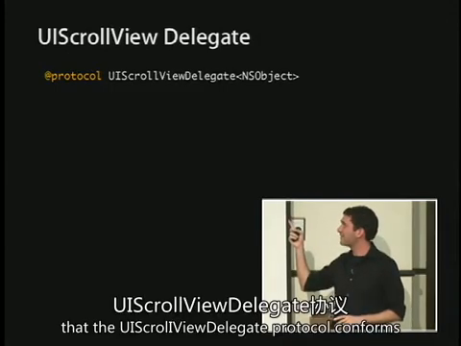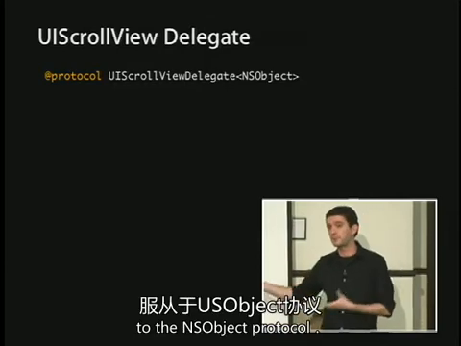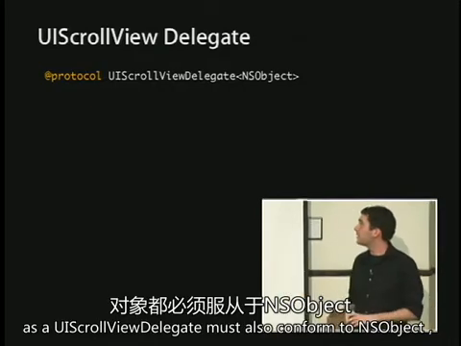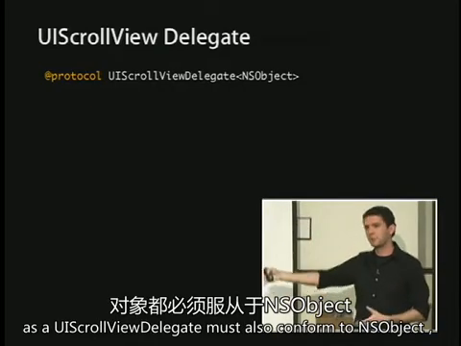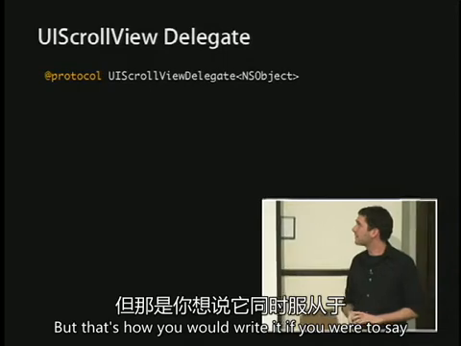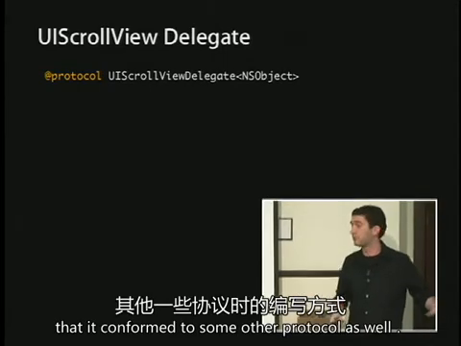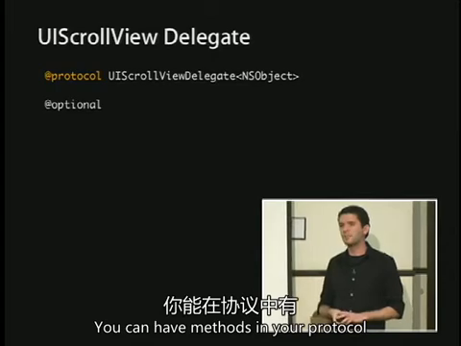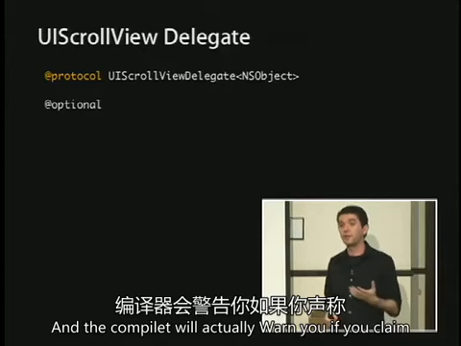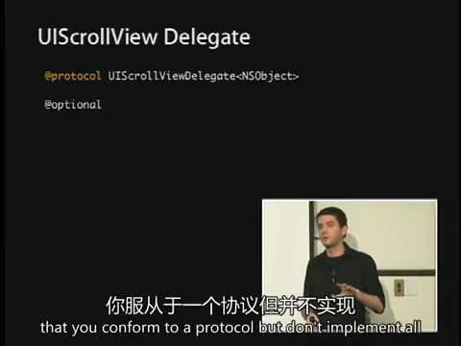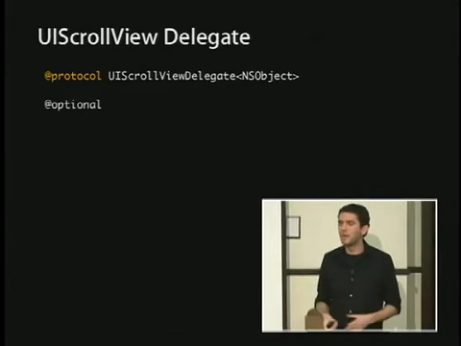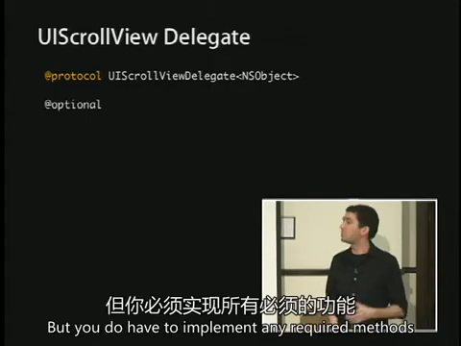So in this case, we're saying that the UIScrollViewDelegate protocol conforms to the NSObject protocol. So any object that's going to be set as a UIScrollViewDelegate must also conform to NSObject, which for the purposes of what we're dealing with, everything conforms to NSObject. But that's how you would write it if you were to say that it conformed to some other protocol as well. You can have methods in your protocol that are either optional or required, and the compiler will actually warn you if you claim that you conform to a protocol but don't implement all of its required methods. Optional methods it won't warn you about because they're optional, so you may or may not implement them. It's kind of up to you, but you do have to implement any required methods.